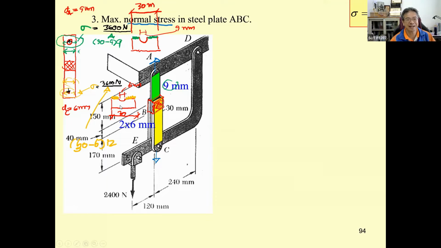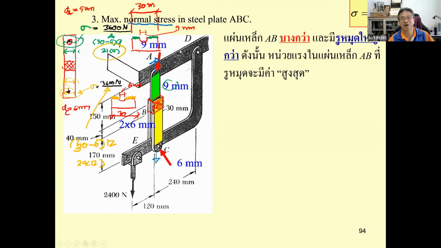Now you can see that this one is going to be 21 times 9. But this one is going to be 24 times 12. This is going to be smaller. Okay, this one is going to be smaller. So sorry for this, it's in Thai. I didn't check it yet.